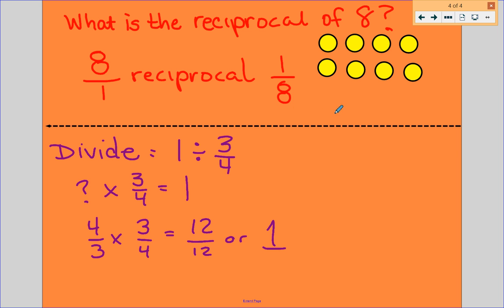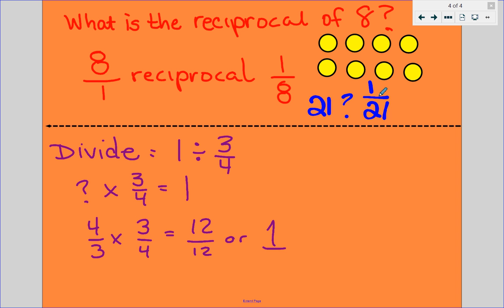So what's the reciprocal of 21? The reciprocal of 21 would be, we put a 1 on the top and we put the 21 on the bottom, because you can think of it that way. It's 21. That's a whole number. That's going to become the denominator, and then we just put a 1 on the top.